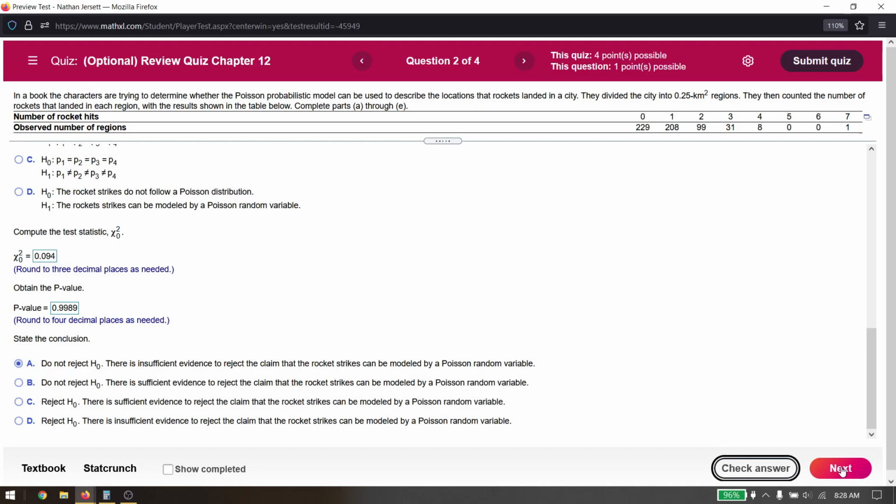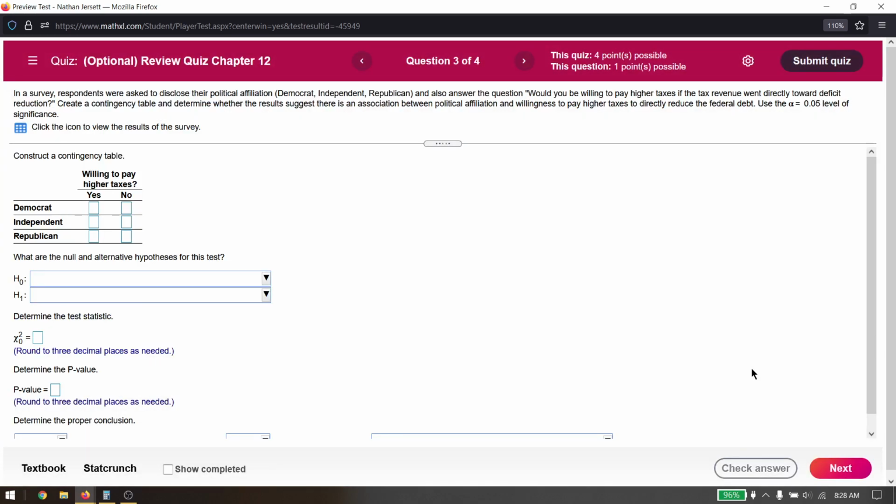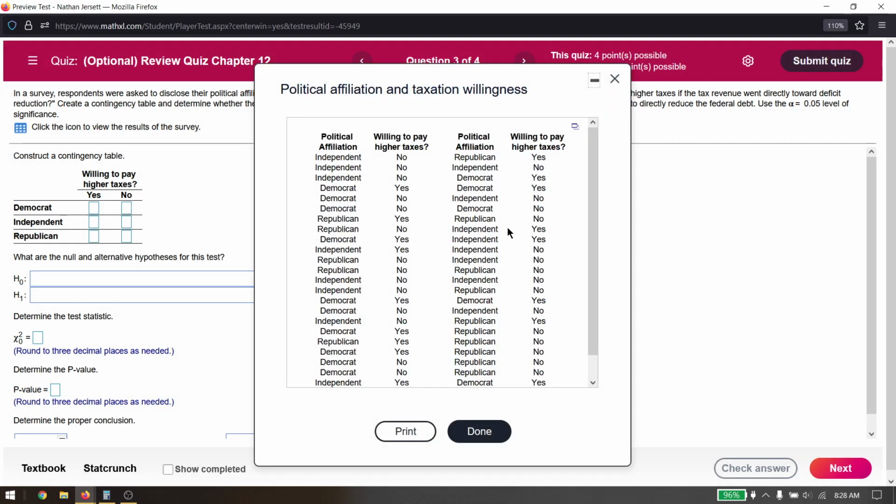Okay, in a survey, respondents were asked to disclose political affiliation. Would you be willing to pay higher taxes if tax revenue went directly towards deficit reduction? Use a contingency table to determine whether the results would suggest there is an association between political affiliation and willingness to pay higher taxes. So that's what we're looking for here. Alpha is 0.05, and we have the results of the survey.